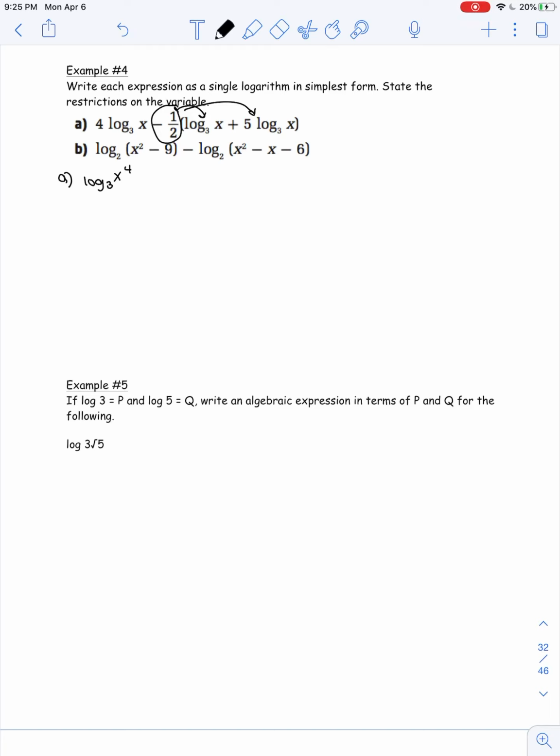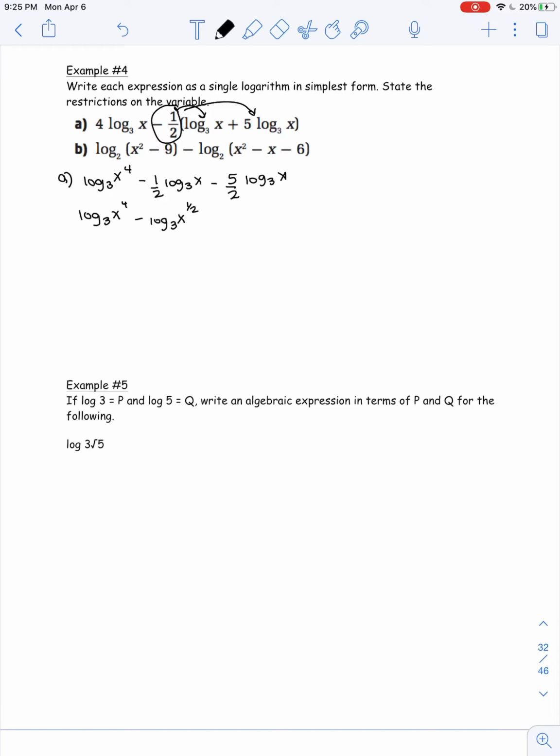We're going to have to distribute this negative 1/2 into the bracket, giving us negative 1/2 log base 3 of x, and then negative 1/2 times 5 gives me negative 5/2 log base 3 of x. So we need to distribute that properly first. And then we're bringing the 1/2 and the 5/2 into the power. Don't take the sign with it. The sign just tells us where the number is going to go, so don't take that with it.